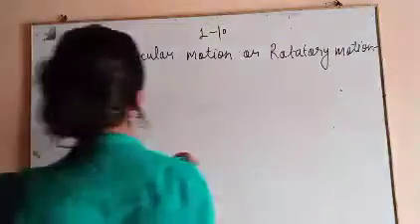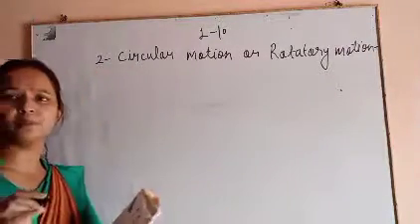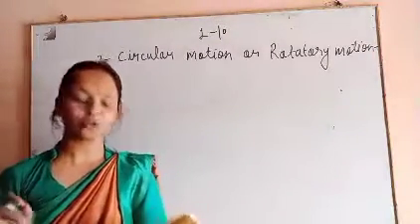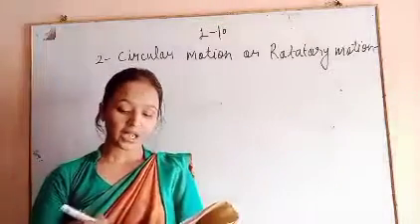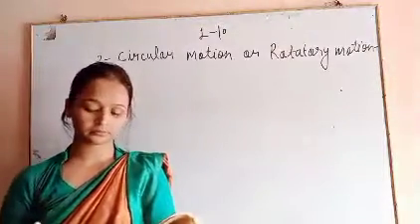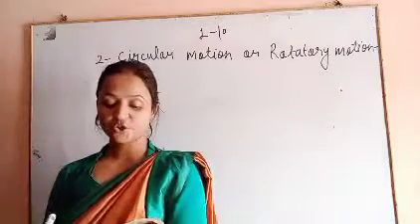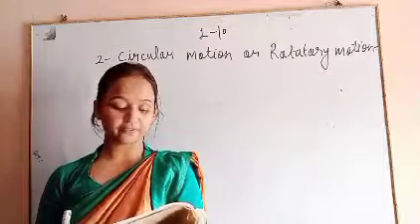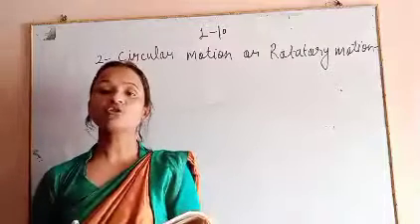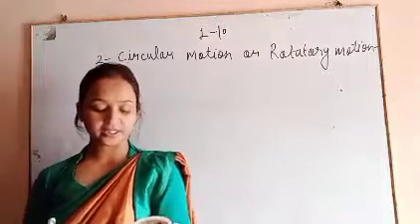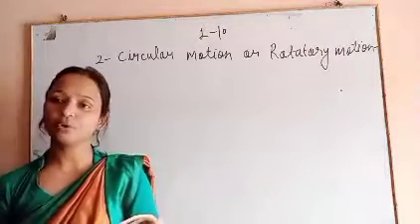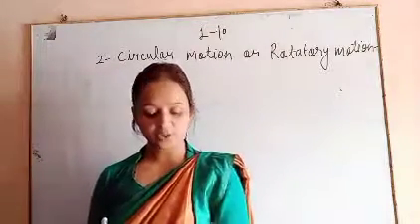Circular motion or rotatory motion. A motion in which a body moves about a fixed axis without changing its position is called rotatory motion. What is rotatory motion?